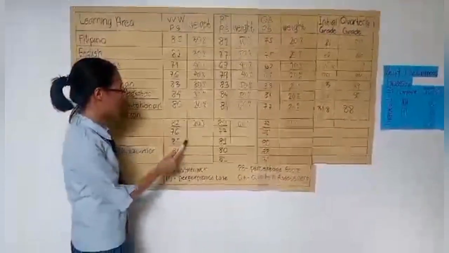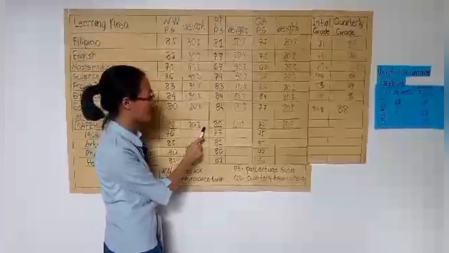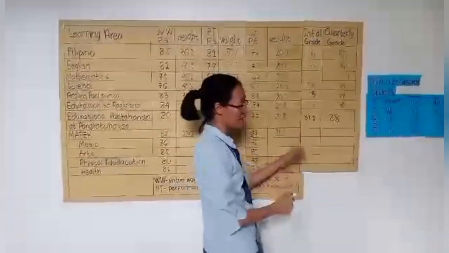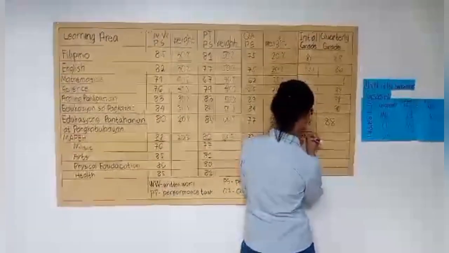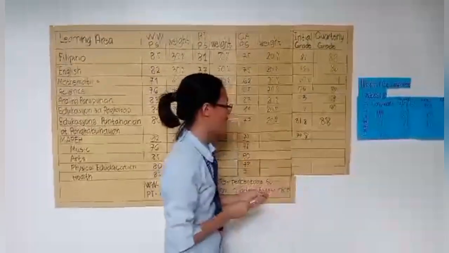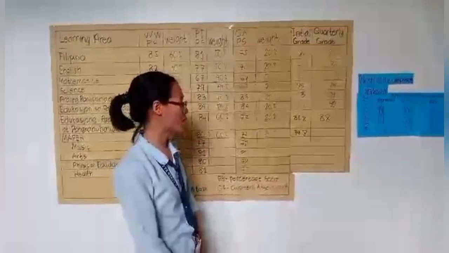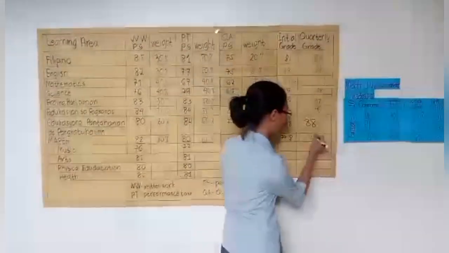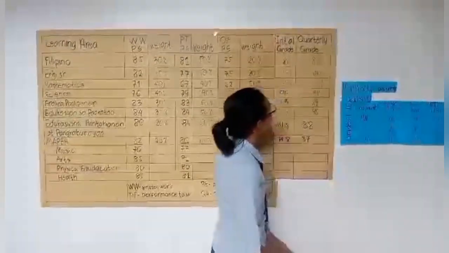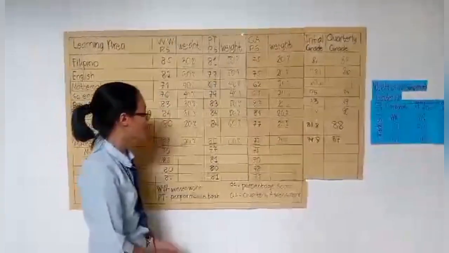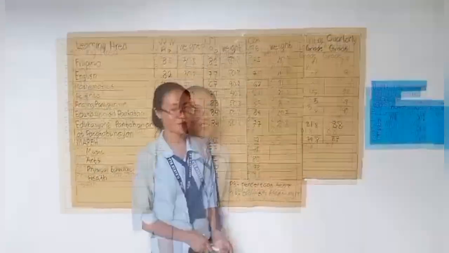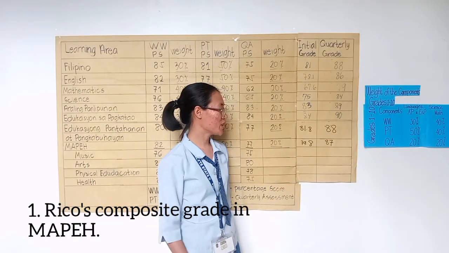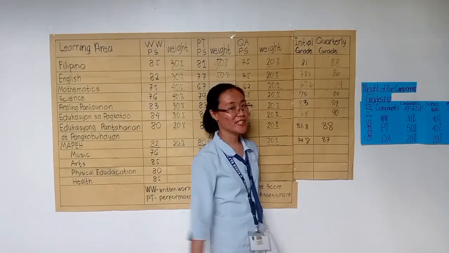So we will add it up: 16.4 plus 48 plus 15.4 equals 79.8. So, using the transmutation table, 79.8 is transmuted to 87. So, his quarterly grade in MAPE is 87. Rico's composite grade in MAPE is 79.8 and we transmuted it, so it will become 87.